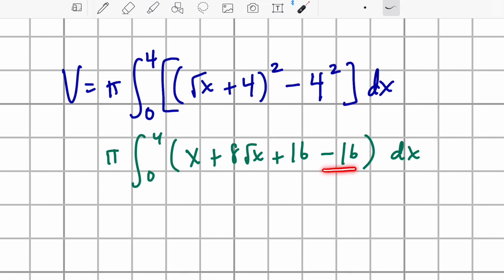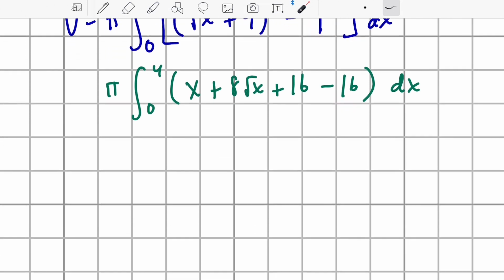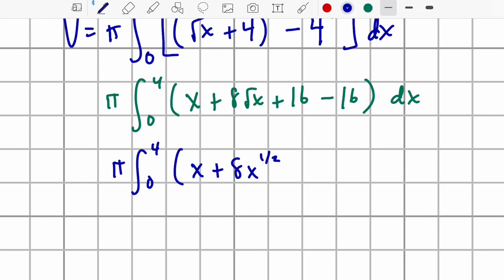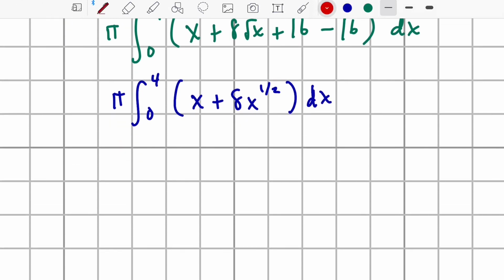There's a negative outside, so that makes it negative 16. So let's simplify to make things easier. Pi, integral from 0 to 4, x plus, I'm going to rewrite the square root of x as x to the 1/2 power, so 8 times x to the 1/2 power. And the 16 minus 16 is gone. So that's it. I'm left with this.